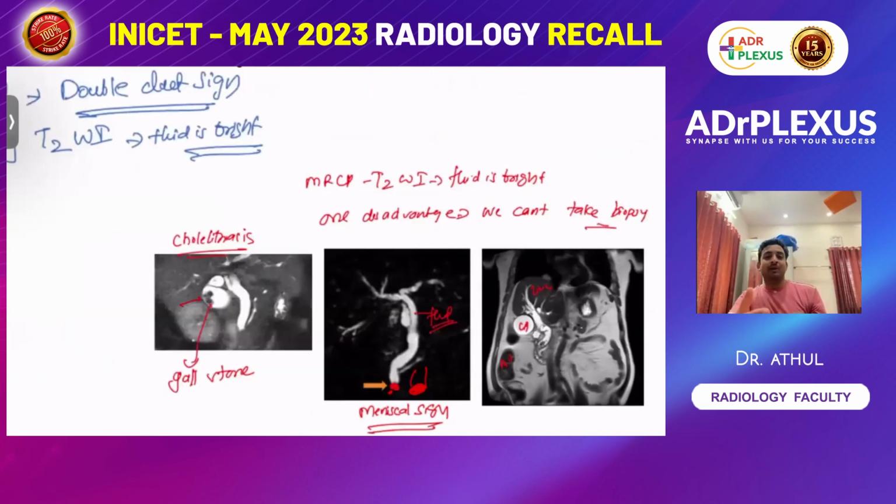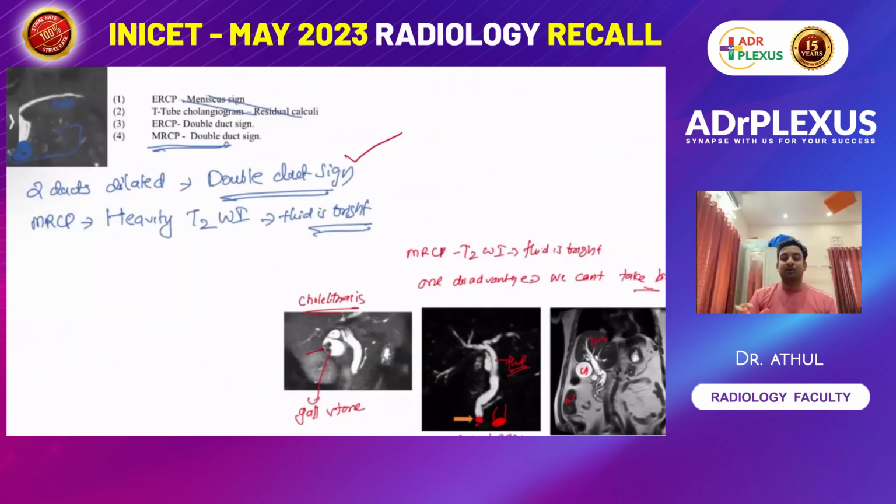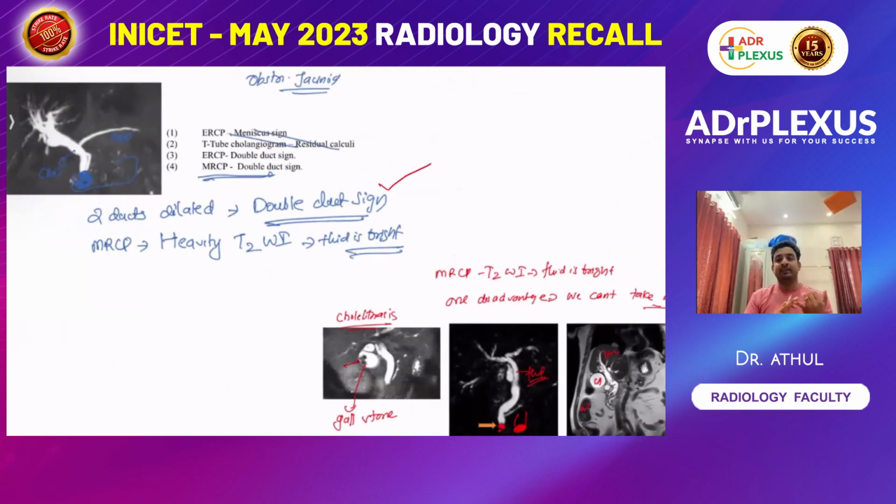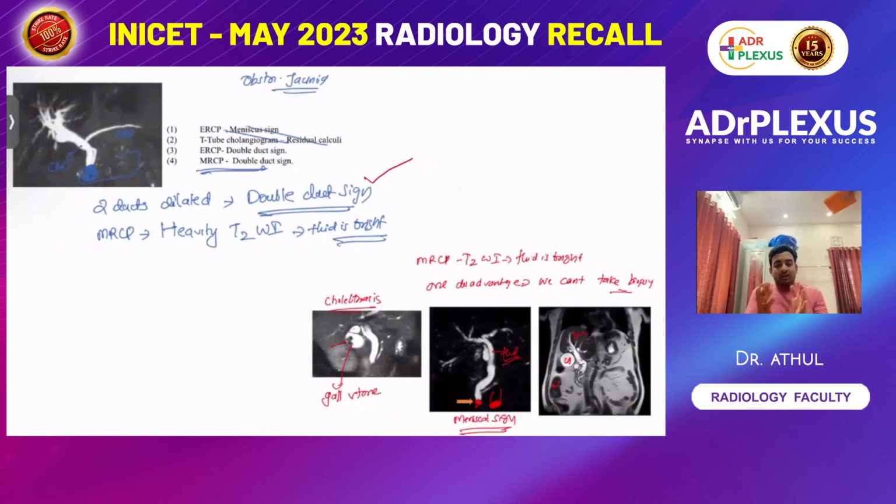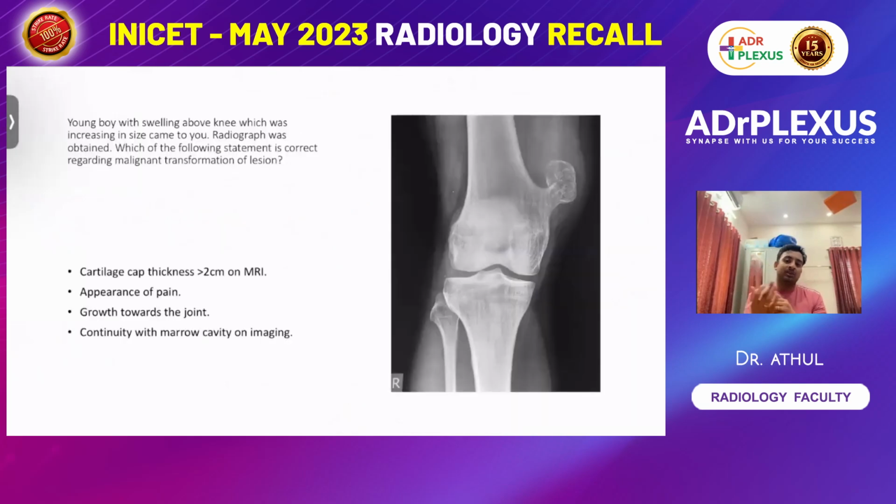This is another very important question because bone tumors are very, very important. It involves overlapping of orthopedics and radiology, so examiners will tend to ask these questions. So this was a classical case of osteochondroma. The history given was a young boy with swelling above the knee who presented because the swelling was increasing in size. A radiograph was obtained. Which of the following statements is correct regarding the malignant transformation of the lesion? That was the question.